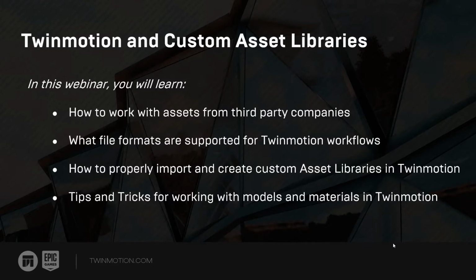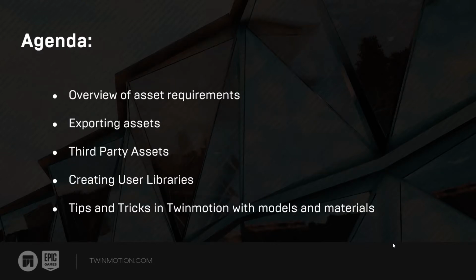So just before we jump into everything here, a quick agenda as to what we're going to look at here. So more specifically, we're going to look at an overview of some of the asset requirements, or the requirements that we need to kind of adhere to when we bring in models for real-time environments, right? And the same thing applies for different things like textures as well. We'll look at some tips on exporting assets, some preferred settings. We'll look at third-party assets as well, a couple of examples in there, creating user libraries as mentioned, and some of these tips and tricks in Twinmotion that we'll take a look at that can help your workflows overall.